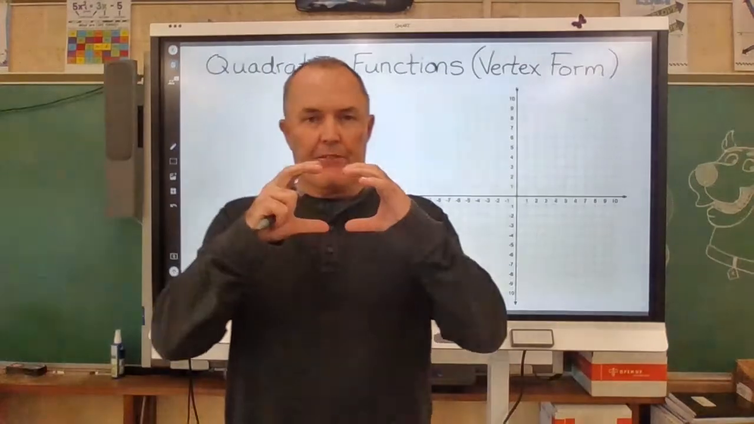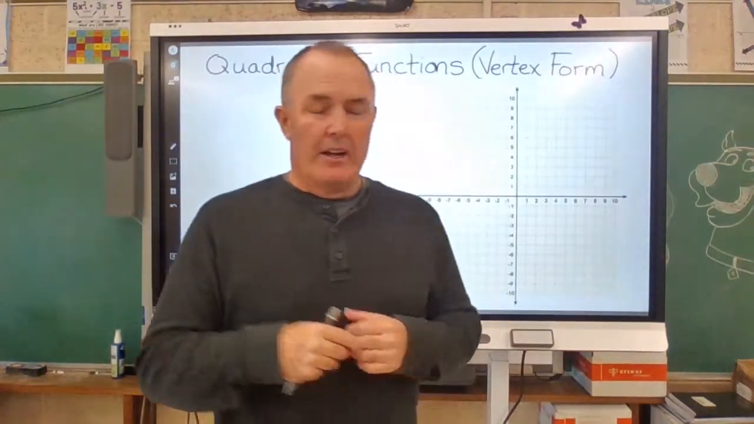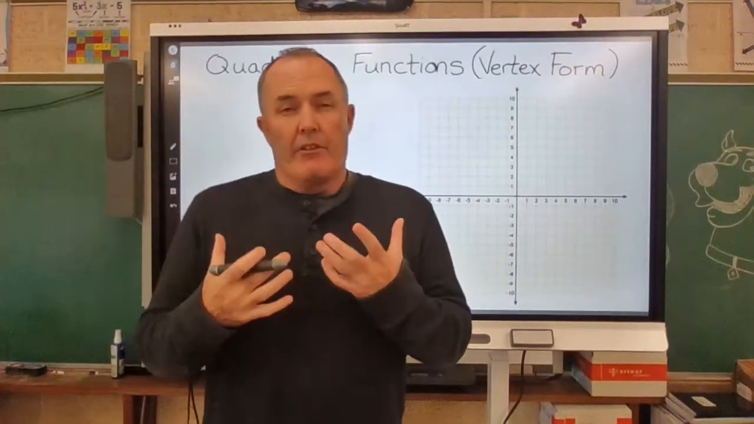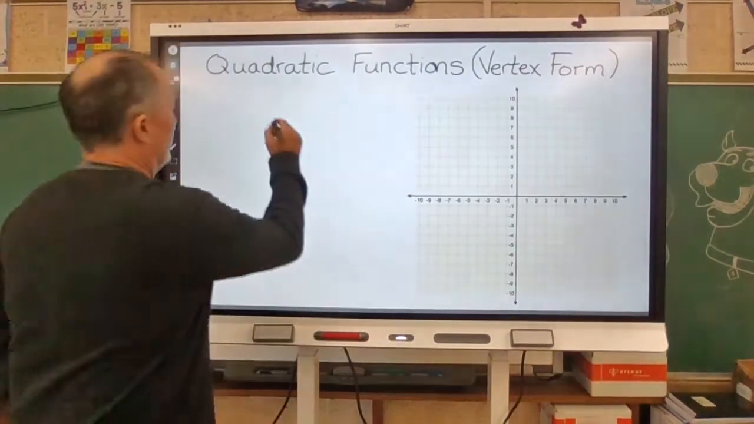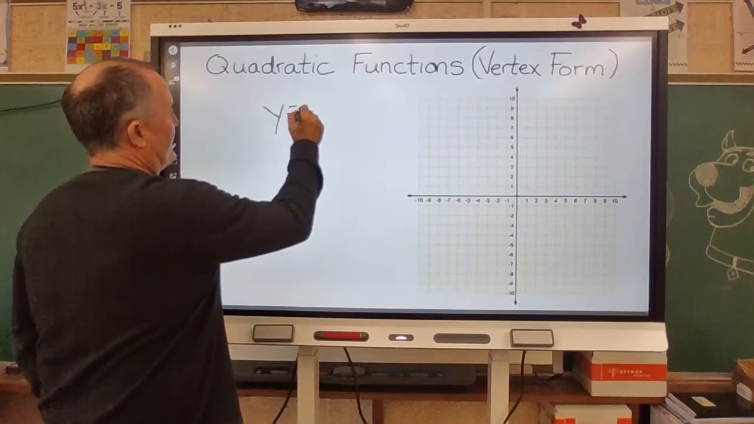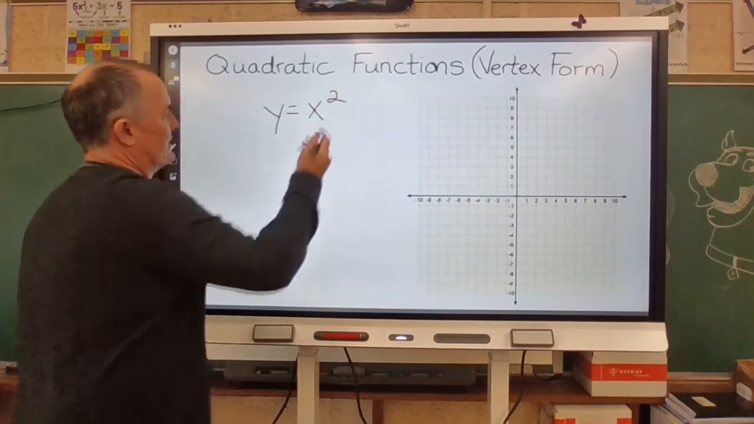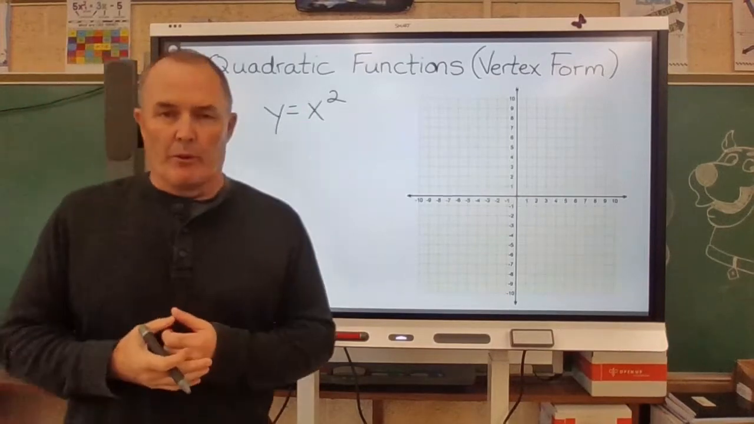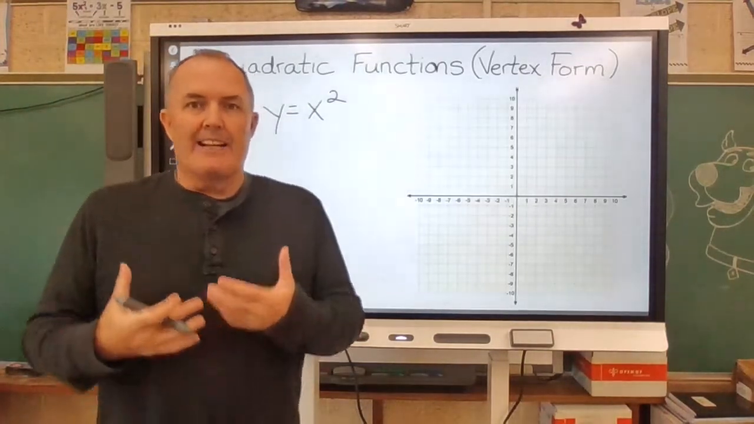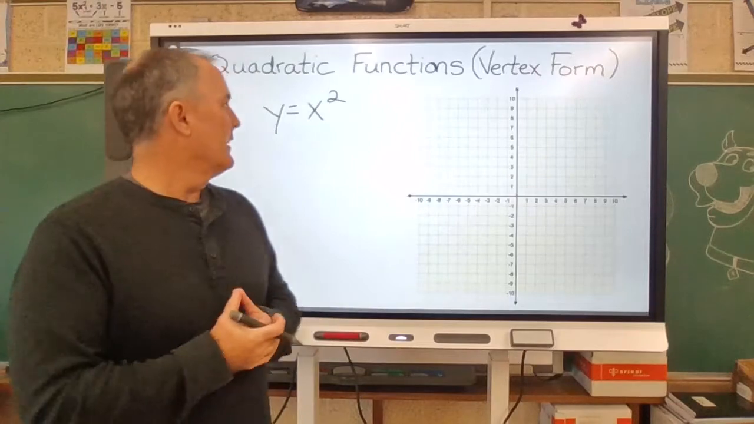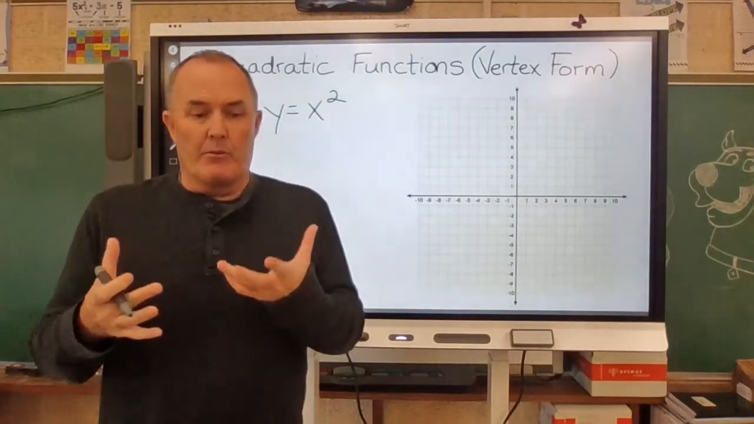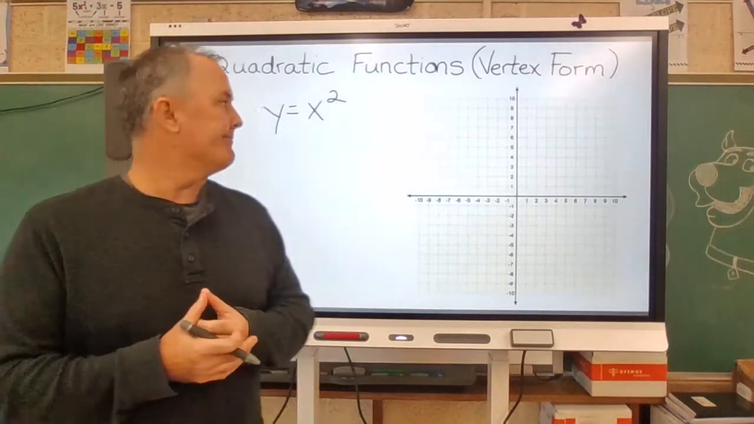All right, so we're going to do a parent function, and we're going to build on from there to go over what happens with the vertex form. It makes it actually very simple to graph. The basic parent function, the very first function, is just y equals x squared. The fact that we square the x, that's what makes it a quadratic. If it had another exponent on there, it would not be a quadratic equation.